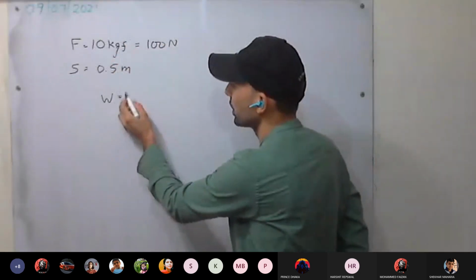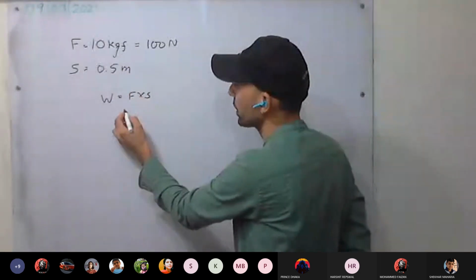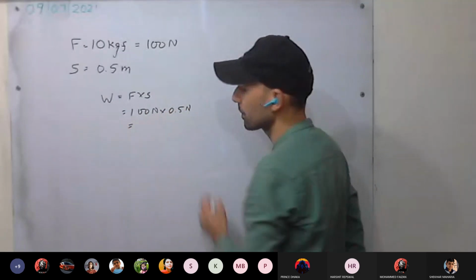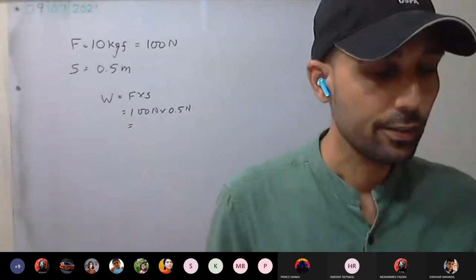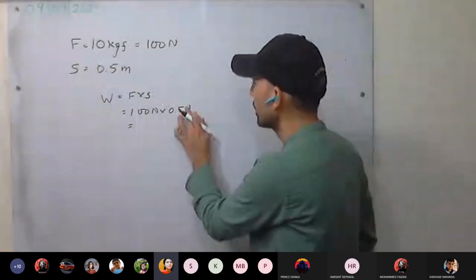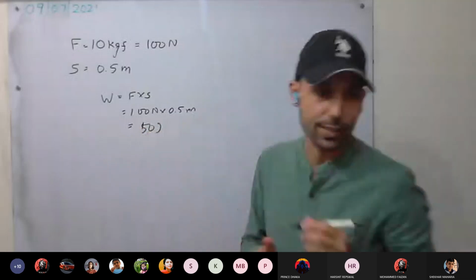So work done will be how much? F into S, because both are in the same direction. F into S, it is how much? 100 Newton into 0.5 meter. How much is it? Calculate and tell. 50 unit Newton meter, joule. Or you can say 50 joule. Okay, first thing is clear.